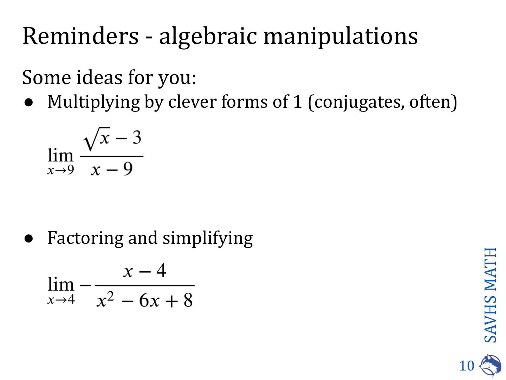One of the methods, and I can see that I'm going to need something special for this problem, because I see that if I put in 9 here, I'll get 3 minus 3 on the top, which is 0, and then 9 minus 9 on the bottom, which is 0. And so I get a 0 over 0 indeterminate form.